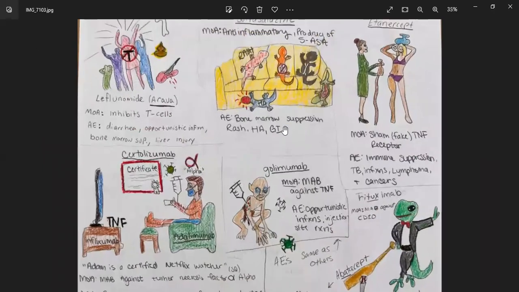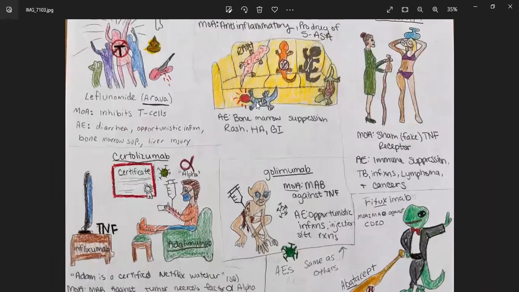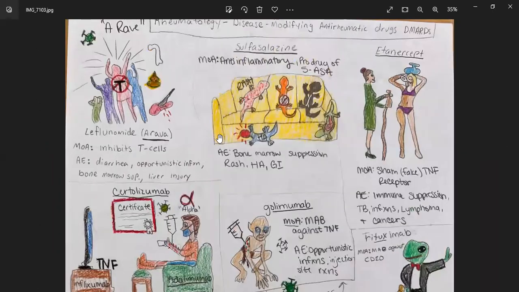So then we have some drugs that are for rheumatoid diseases or disease-modifying anti-rheumatic drugs, also called DMARDs. So here I have these people that are dancing at a rave for a rava, also called leflunomide. And this mechanism of action is that it inhibits T cells. So there's a big T that's crossed out on here. Adverse effects are diarrhea, opportunistic infections, bone marrow suppression, and liver injury.